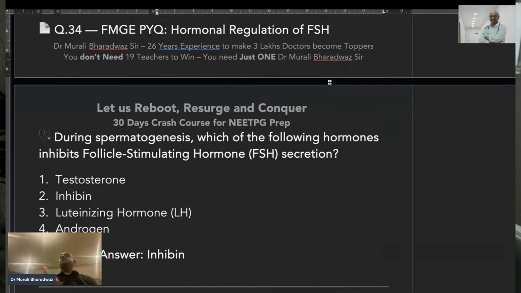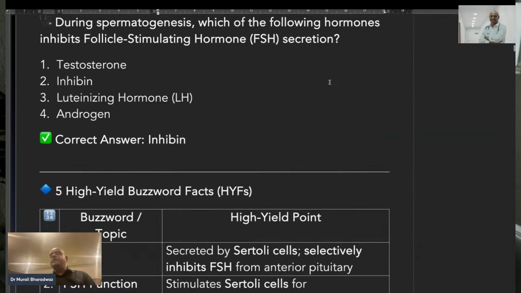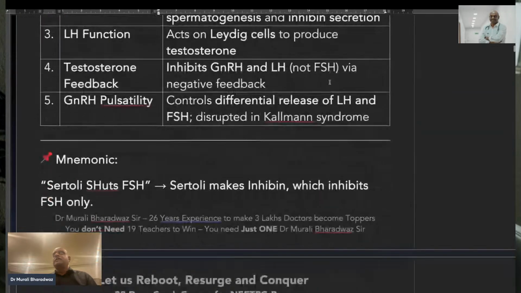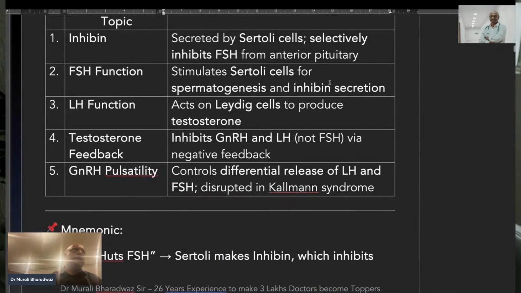Then during spermatogenesis, which hormone inhibits the FSH? Inhibin. The name itself says inhibin. Inhibin is secreted by whom? Sertoli cells. It selectively inhibits FSH from anterior pituitary. Inhibin A is inhibitory for FSH, whereas inhibin B triggers the pituitary to produce FSH.